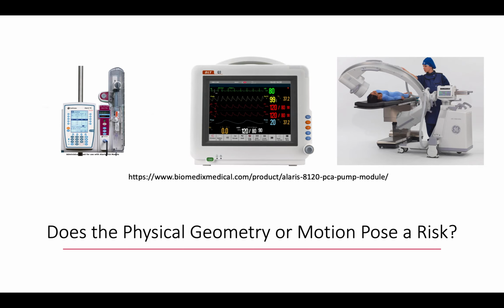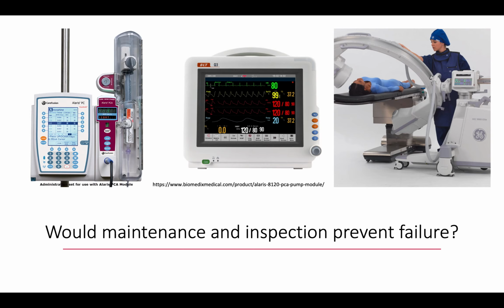Whereas the C-arm, if it rotates incorrectly or is driven into something, it could actually pose a pretty serious risk. So the motion of that device is a much higher risk than the other two. The geometry of it is a much higher risk. And next question is, would maintenance and inspection prevent failure? If we look at the pump, the patient monitor, and the C-arm, for all of those things, maintenance and inspection would prevent failure. We can anticipate preventing failure of those devices by doing maintenance and inspection.